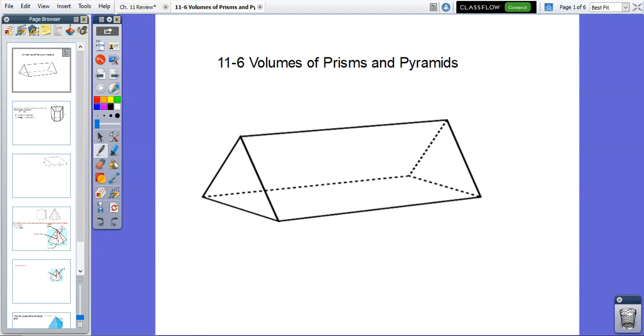Welcome back to some more geometry. Today, we're talking about volumes of prisms and pyramids. All right, so up to this point, we have looked at surface areas of these. Now, we're looking at the volumes.